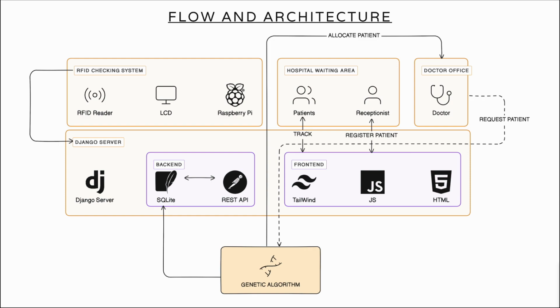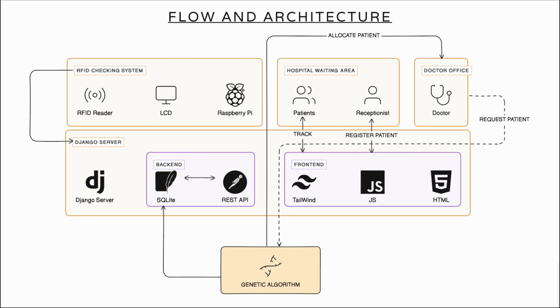The doctor has access to a dashboard which displays information of his current and upcoming patients. This helps the doctor with informed decision making. When the consultation is concluded, the doctor presses a send next button on his dashboard. This means requesting a patient. This again triggers the genetic algorithm to select the best fit patients for the upcoming slots, and they are allocated.